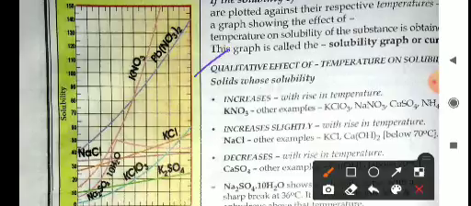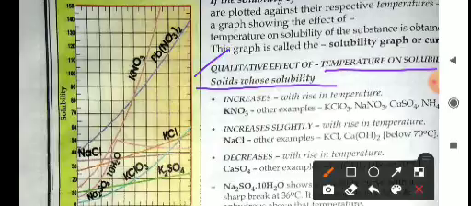Qualitative effect of temperature on the solubility of solids. There are different types of solids: for some salts solubility may increase, for some it may decrease, and for some it will be slow. So we will discuss them one by one. First, solubility increases with rise in temperature, for example KNO3, KClO3, NaNO3, CuSO4, NH4Cl, etc. These are some salts whose solubility increases with increase in temperature.